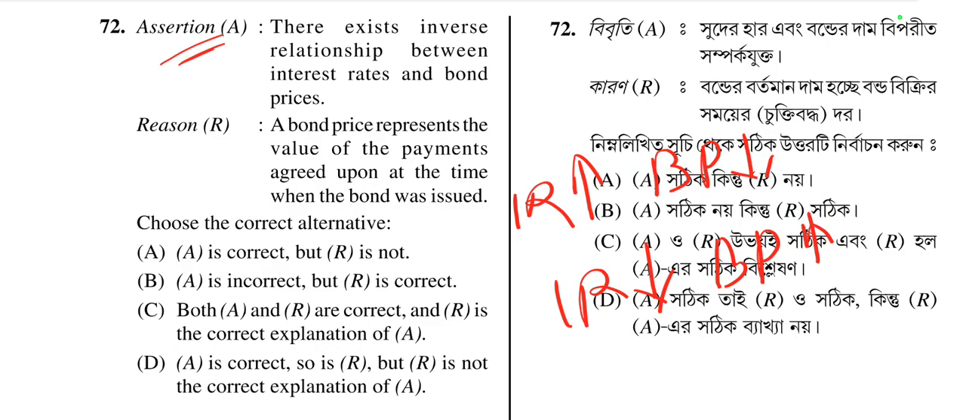This is correct. Then the reason is, a bond price represents the value of the payments agreed upon at the time when the bond was issued.